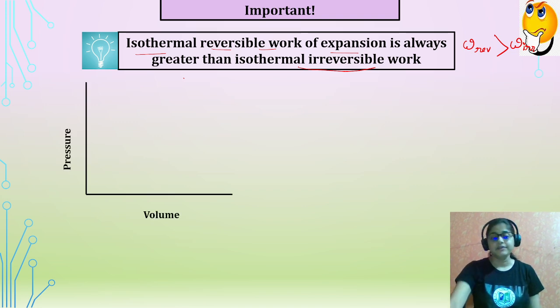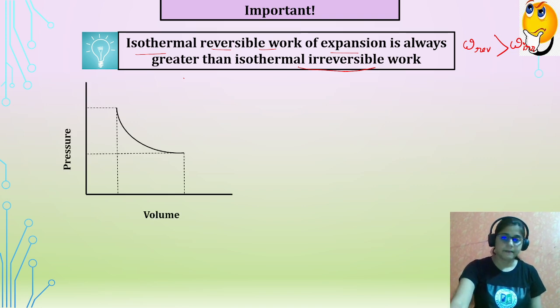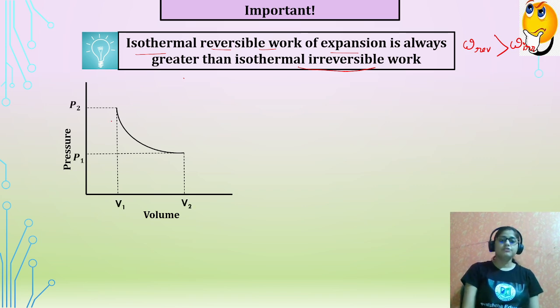Now, we can prove it graphically. Let's say one system is in A state, and it is going to B state. The system has the characteristics that its initial volume is V1. Here you can see V1, and initial pressure is P2. And in the B state, its pressure is P1 and volume is V2. So it goes from P2 V1 to P1 V2.